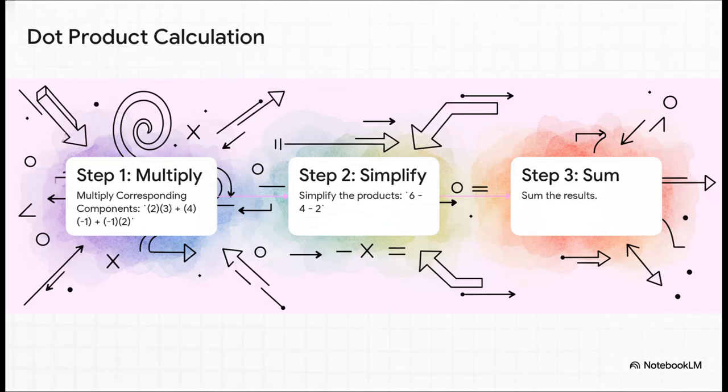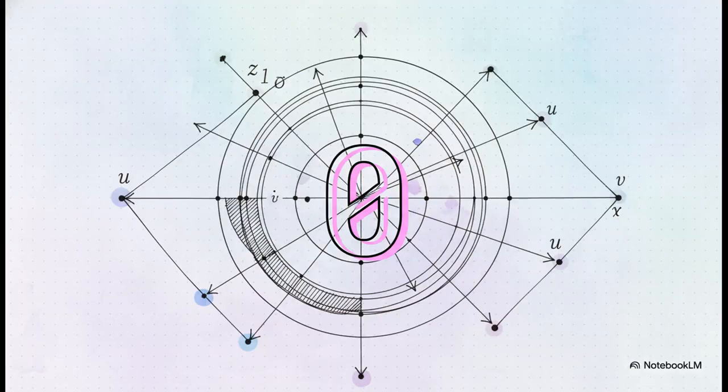We're just going to follow the recipe. First, multiply the corresponding components. So 2 times 3, 4 times -1, and -1 times 2. That simplifies down to 6, -4, and -2. Now for the last part, we just add it all together. And what do we get? 0. Now, in math, 0 is rarely just 0. It's usually a giant flashing signpost pointing to some kind of special relationship.